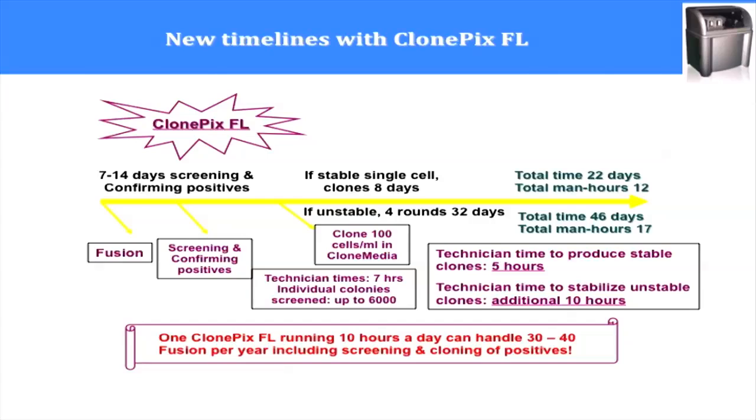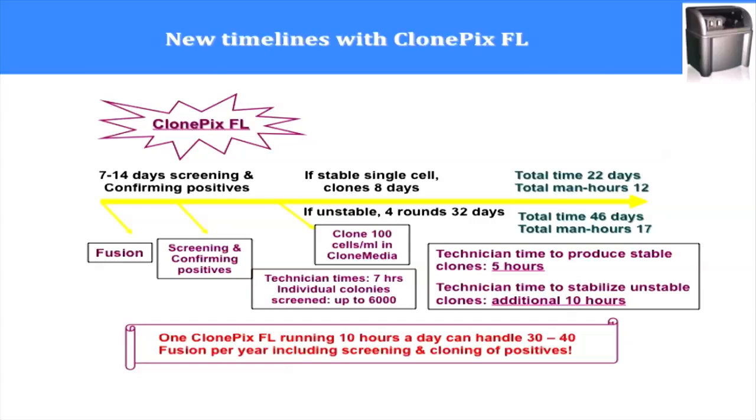But that's only going to be us for like 32 days, a little bit over a month. So that will reduce the time to 46 days with a total man-hour 17. So with the ClonePix here, we screen a lot more colonies, up to 6,000, actually even up to 9,000 colonies at one time. This is fantastic. So the time for us to produce a stable clone is about 5 hours.